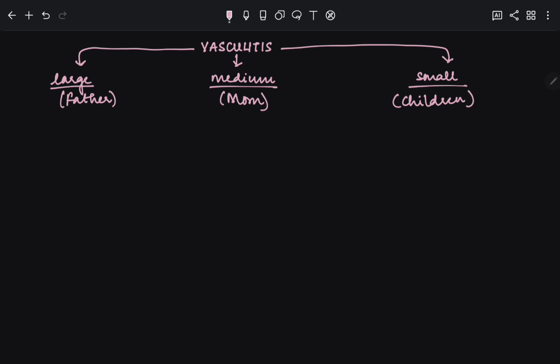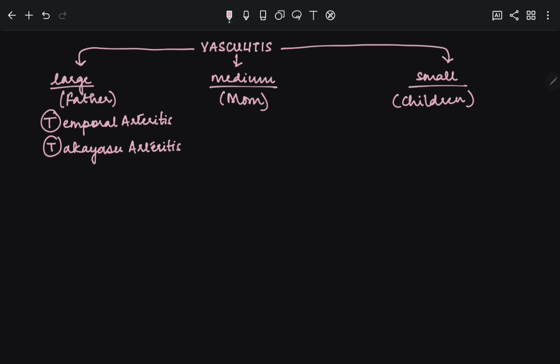The father loves drinking tea. Hence, both the conditions of the large vessel vasculitis will start with the letter T. The first one is temporal arteritis. The second one is Takayasu arteritis.